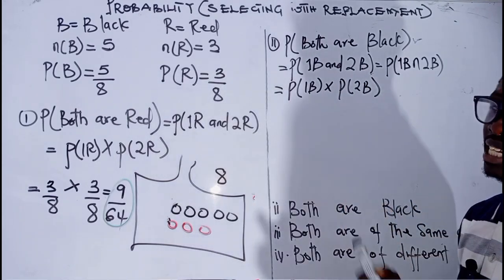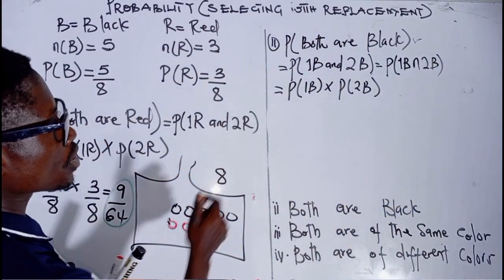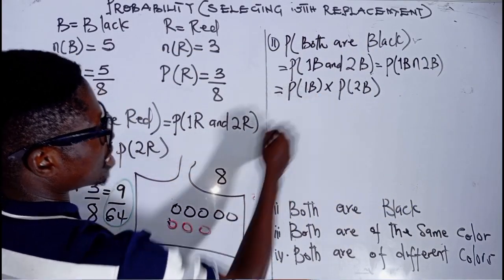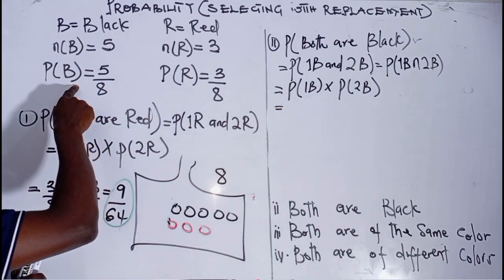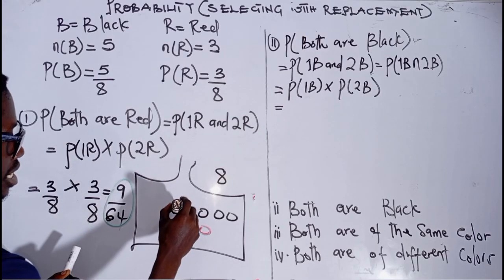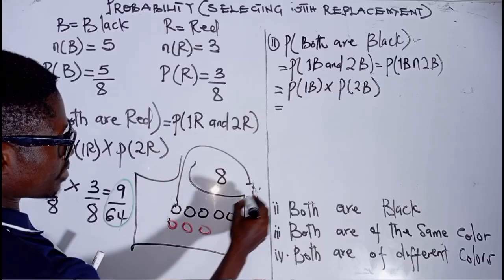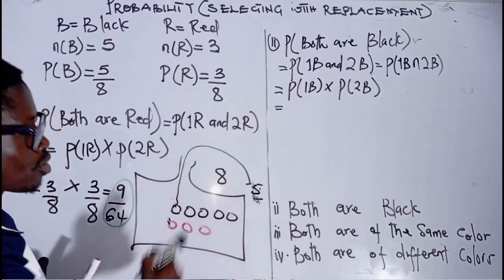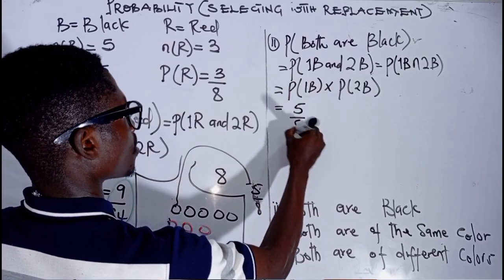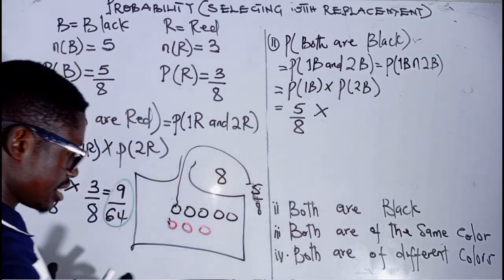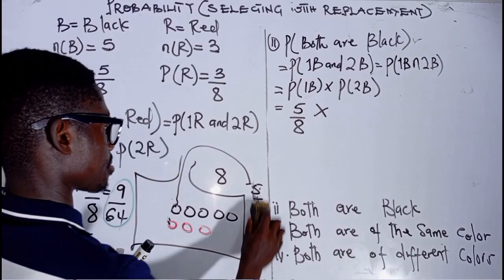Now, once you have this, we plug in their respective probabilities. We want to find the probability that the first ball picked is black. So on the first pick, we are getting 5 over the total number of marbles in the box, which is 8. So we have 5 over 8 multiplied by. Then we will place it back. We are going to replace the marble back.